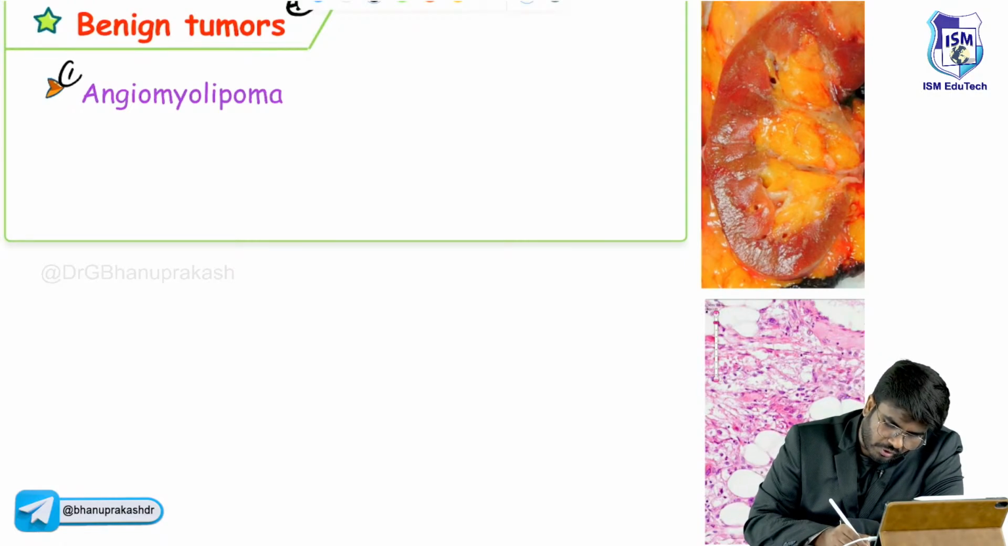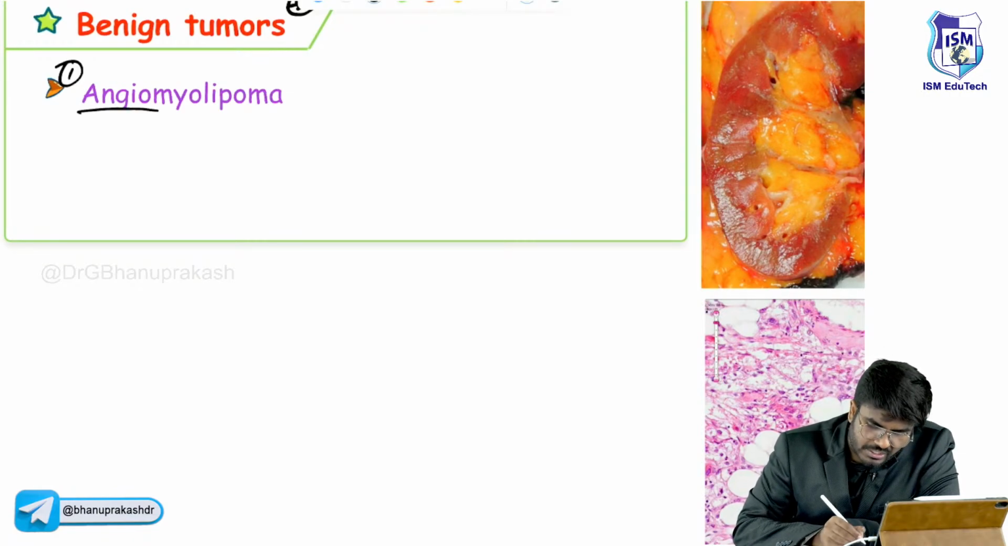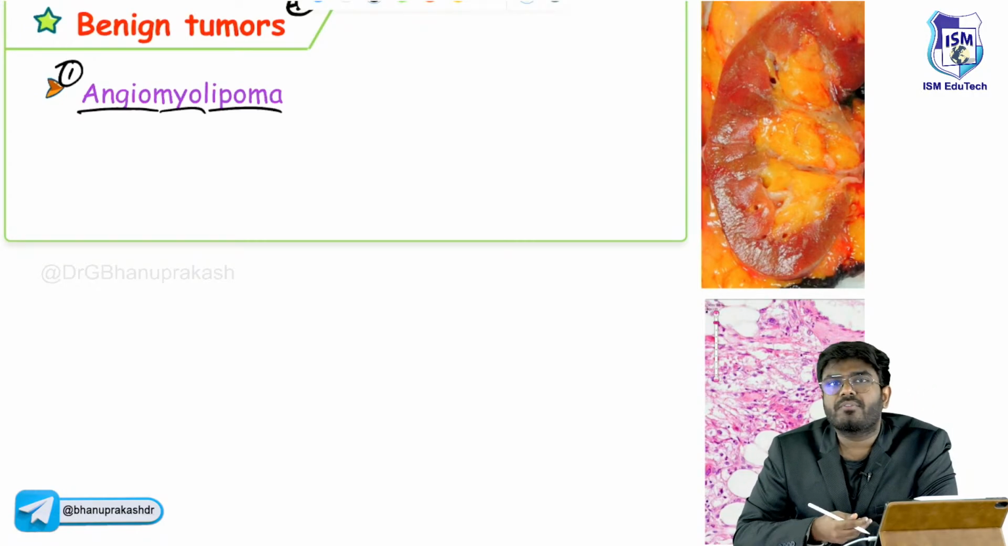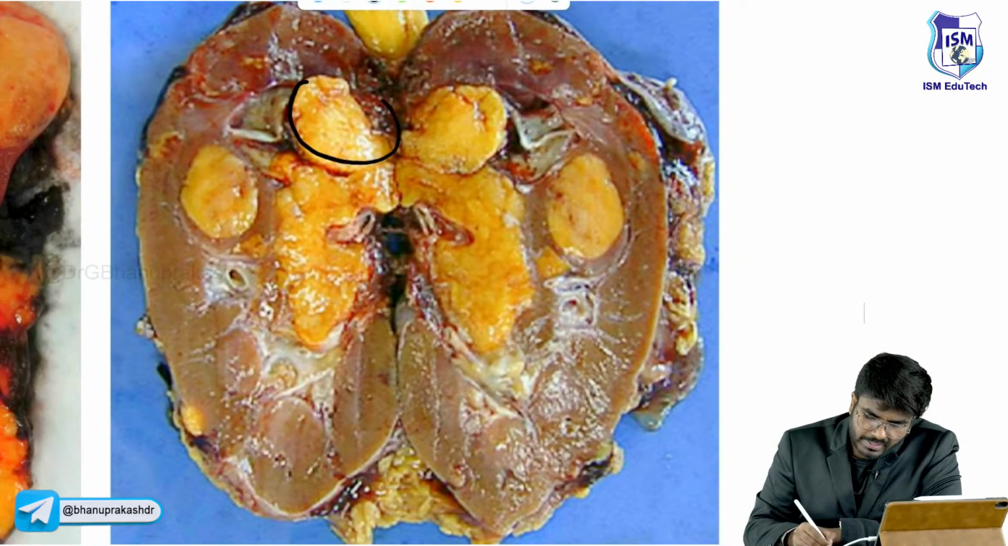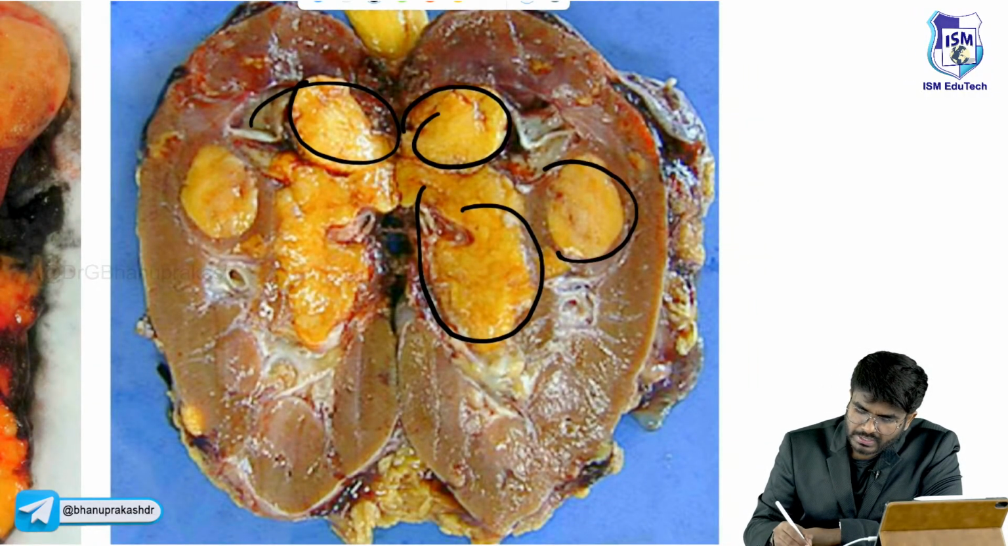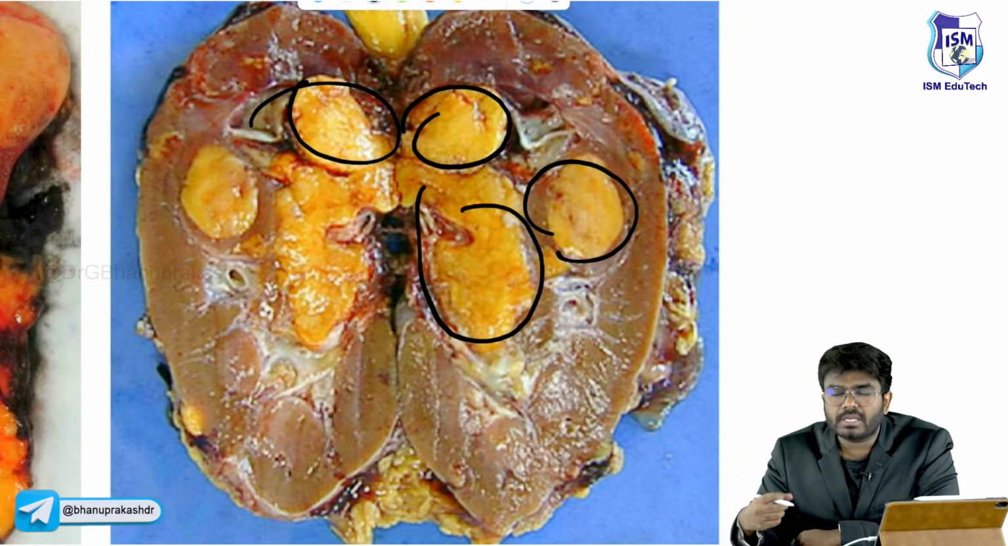The first benign tumor I want to discuss here is angiomyolipoma. The name itself tells you: angio means blood vessel, myo means muscles, lipoma means fats. This is a tumor made up mainly of fats, which is why it's yellow in color.